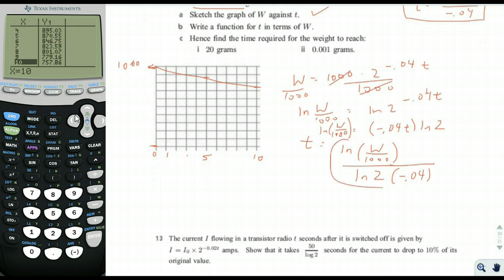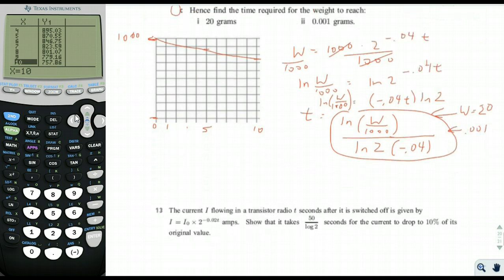Okay. So you can put that in your calculator and calculate what you would get, once you have a value for w. And so how do you find the value of t for 20 grams? You would just plug w equals 20 in there, and that will give you the value for t. Or you put the value 0.001 gram in there for w, and then you get another value for t. So that's how you would calculate part C.